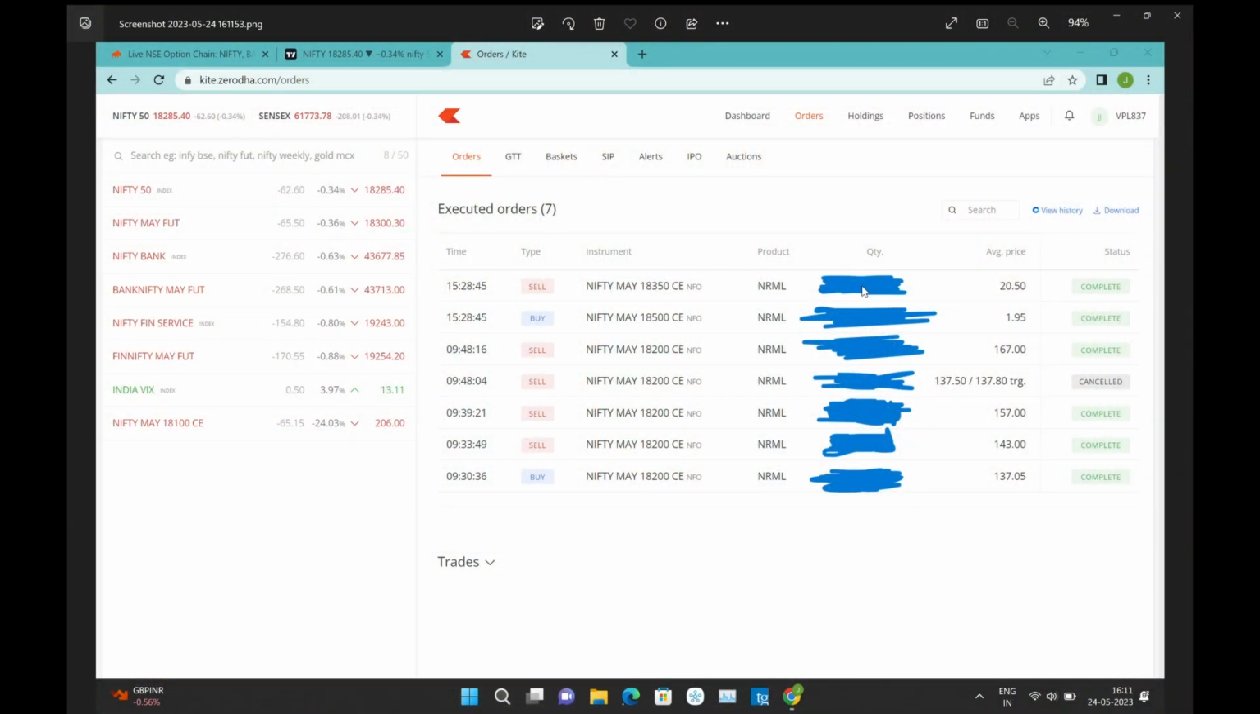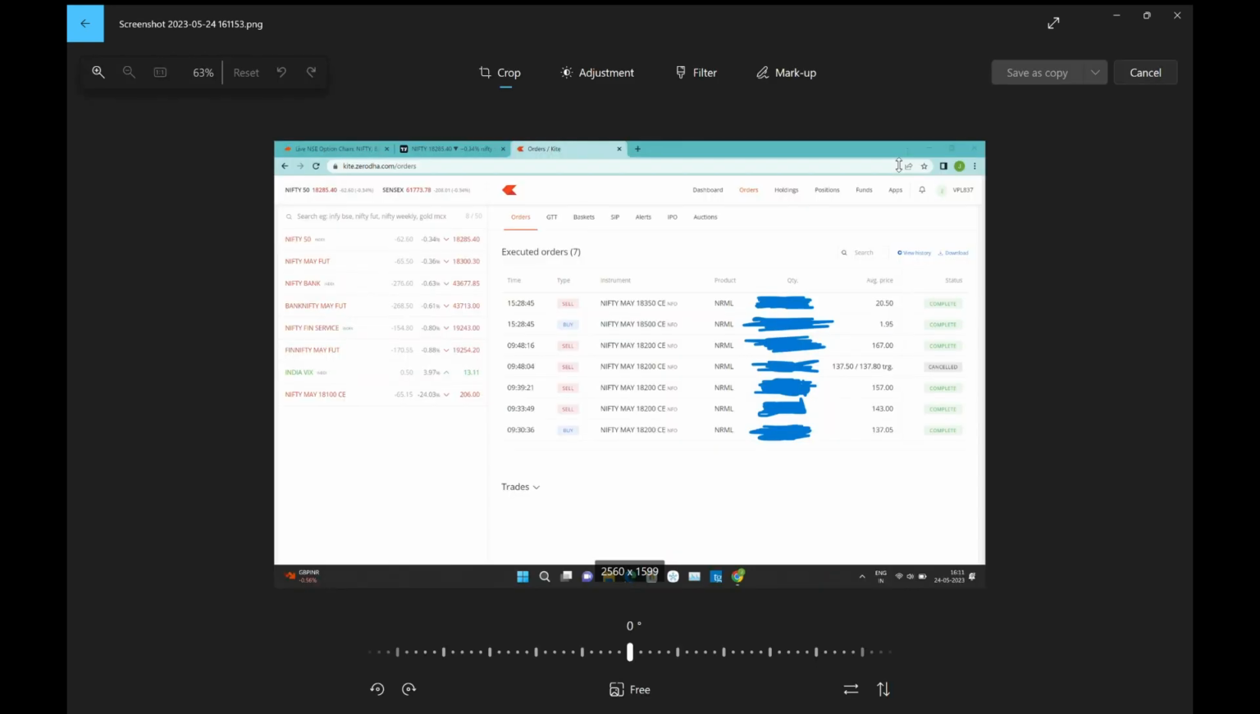Today's date is 24th of May and today's trade was initiated in Nifty 50. Now we will understand today's trade idea, what happened in the market yesterday, and yesterday's executions. Okay, so let's first understand what my entry timings and exit timings are.